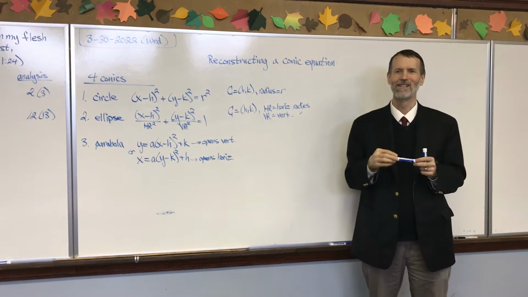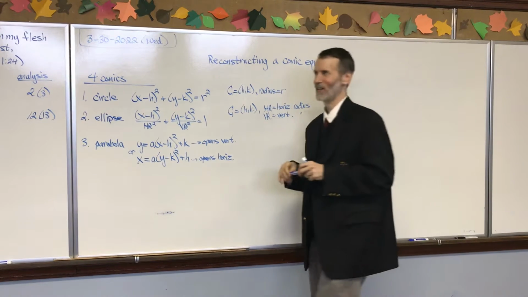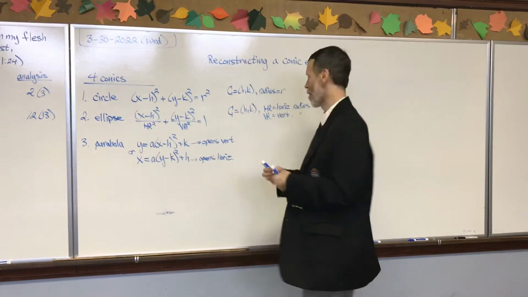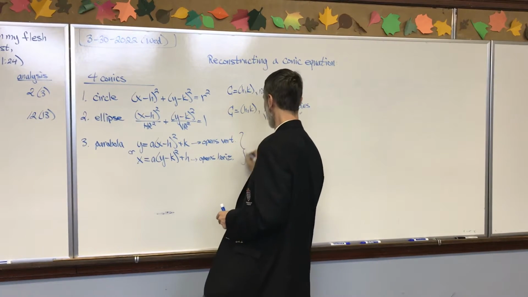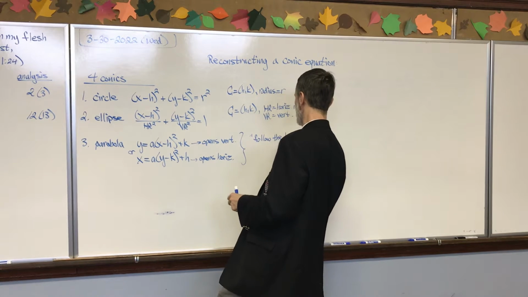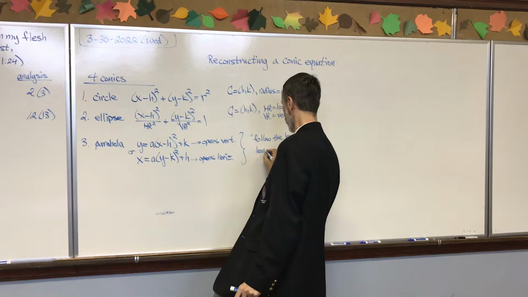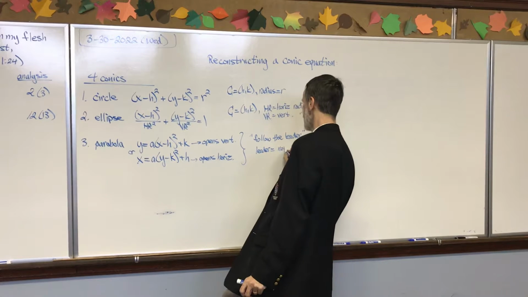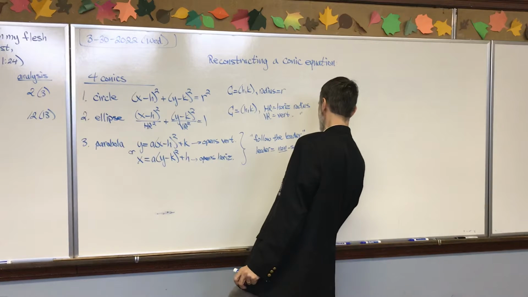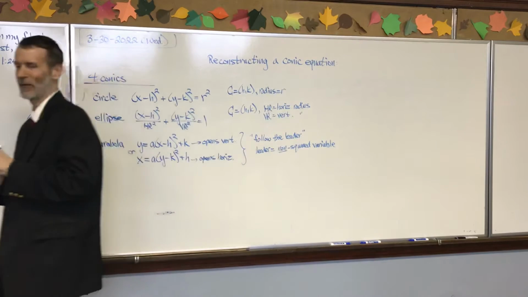It's a game we learned before kindergarten even. Follow the leader. I'm going to do quote unquote follow the leader. And the leader is the non-squared variable. Whichever variable is never squared, that's the leader in the parabola.